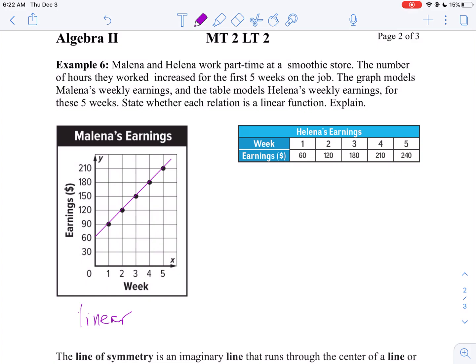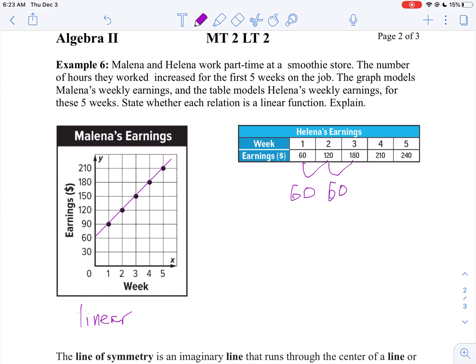Notice Helena's weeks go 1, 2, 3, 4, 5. So the x's grow by the same amount, or the independent variable grows by the same amount. Let's look at the dependent variable. From 60 to 120, it grows by 60. 120 to 180, it grows by 60.